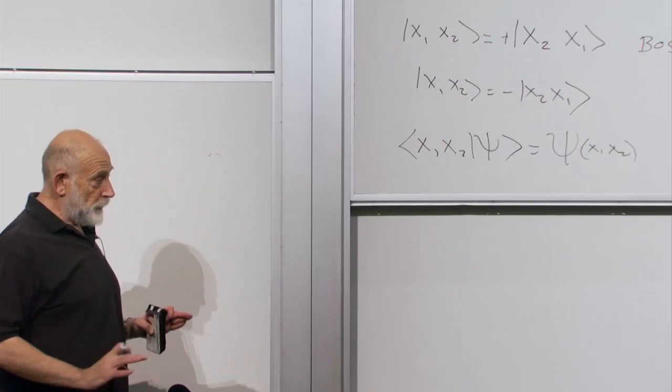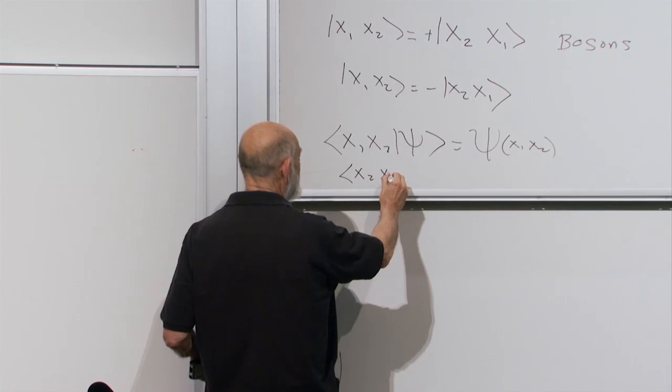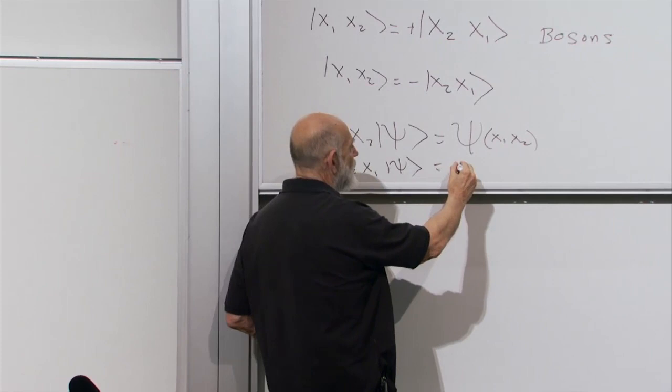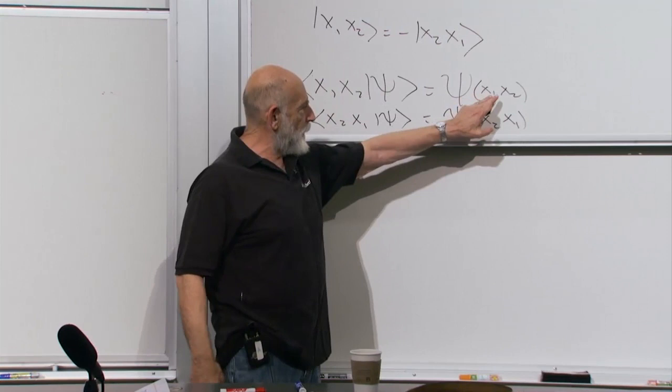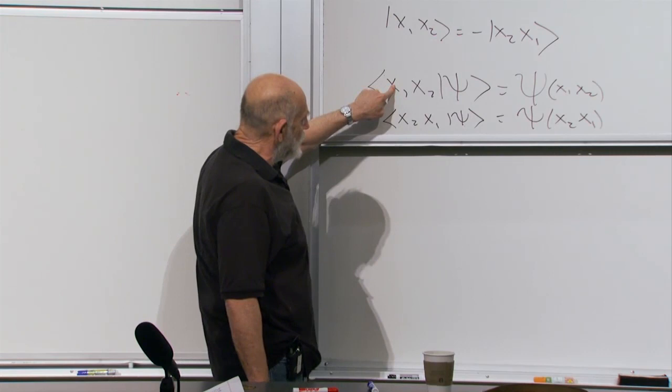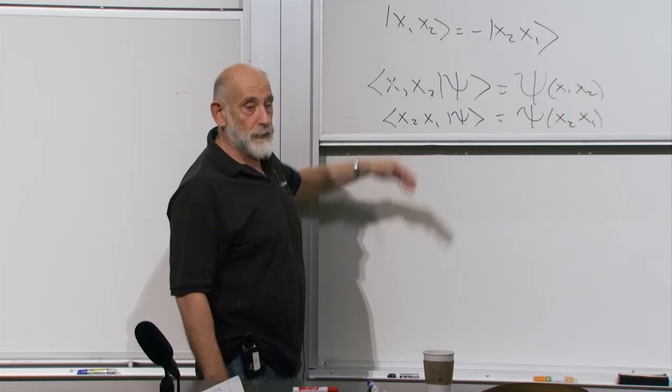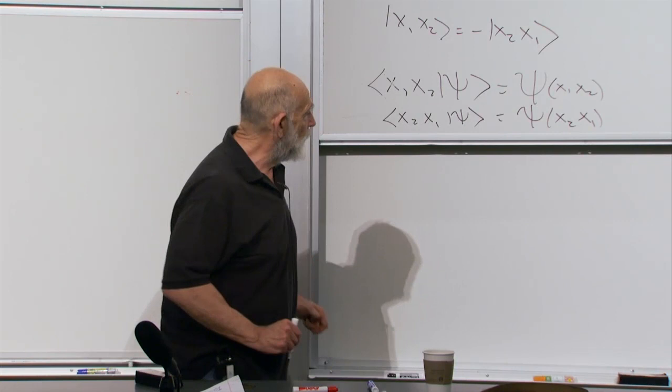On the other hand, is x2, x1. That's equal to psi of x2, x1. In other words, the two wave functions are related to each other, but just by switching the arguments. But now, if the state vectors themselves have this property that they either change sign or don't change sign, then the wave functions must have the same property. So this becomes a property of wave functions. And let's write it down.